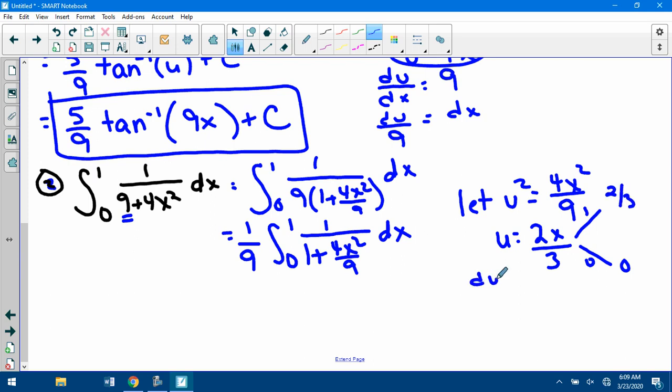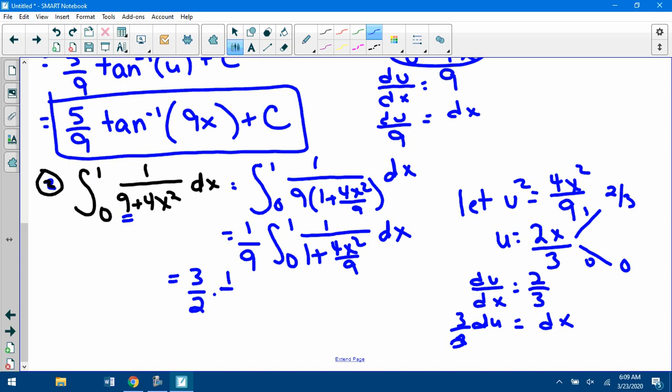Okay, so du over dx is equal to 2/3. Really, I just want to solve for dx because that's my leftover piece. So that's going to equal what? 3/2 du. Okay, so now let's do our u sub. Out front, that 3/2 is going to be there. Also that 1/9 times the integral. We got new bounds from 0 to 2/3 of 1 over 1 plus u squared du.